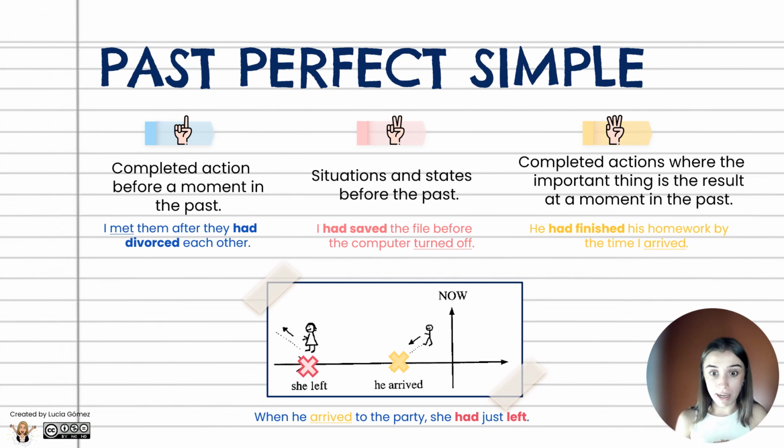¿Qué ocurrió primero? Si yo digo, cuando él llegó a la fiesta, ella ya se había ido. Primero ella se fue y luego él llegó, con lo cual en ningún momento coincidieron. That's what I want to say. In any of these cases, we are not presenting a connection to the present. En ninguno de estos casos mostramos ninguna conexión con el presente. Todo lo contrario, todo lo que estamos narrando está en la parte de la gráfica temporal o del diagrama, está en la parte de pasado. That's the only important thing.